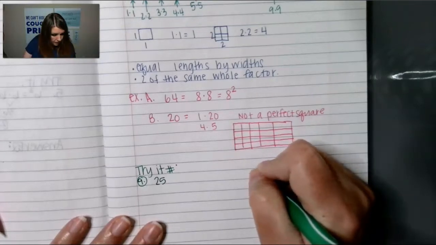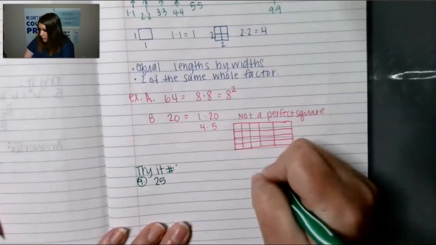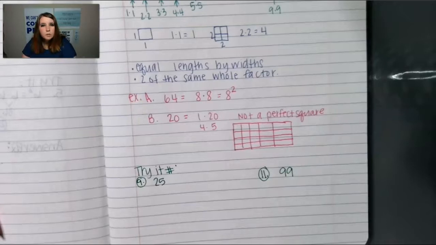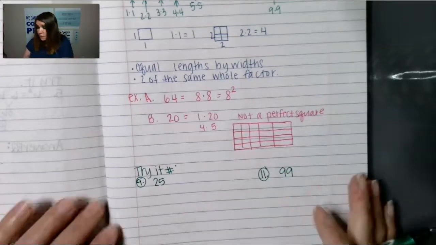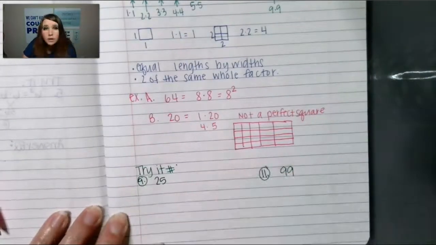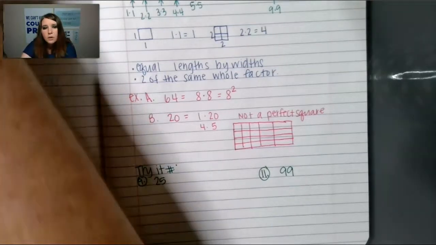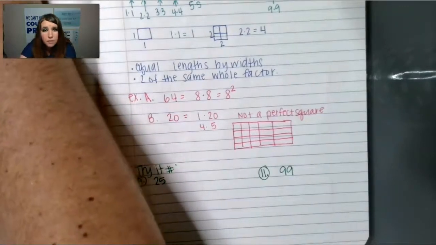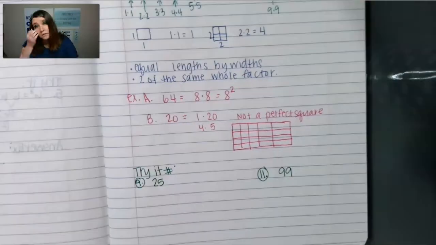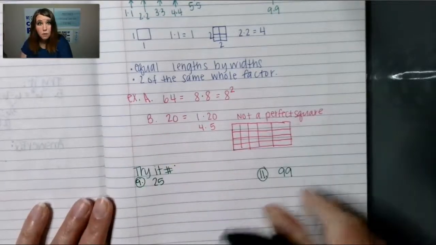And then let's do try it number 11. I want to know if try it number 11 is a perfect square because it says 99. So tell me which ones are perfect squares and how you know. And then down below, I want you to answer your essential question in your own words. How can you identify a perfect square? And then I also want you to tell me out of three how you know what your rating is. So go ahead and pause the video right now if you don't want to hear the answers, because I'm going to solve both of these right now.